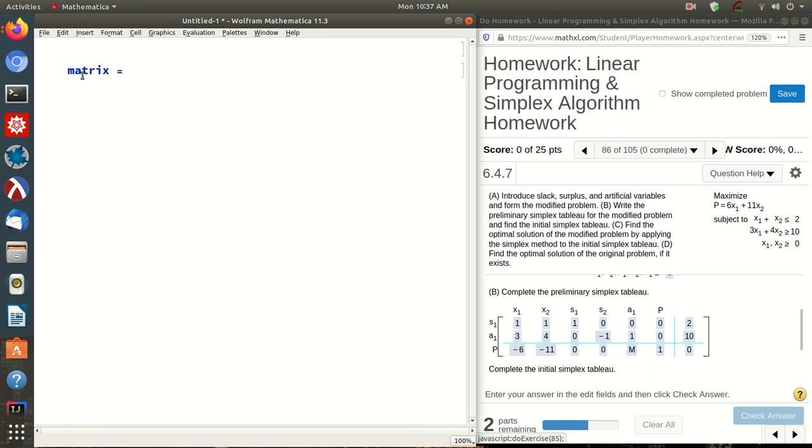Matrix: 1 1 1 0 0 0 2; 3 4 0 negative 1 1 0 10; negative 6 negative 11 0 0 m 1 0.